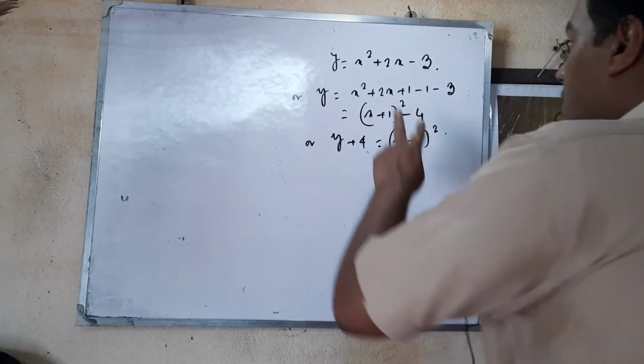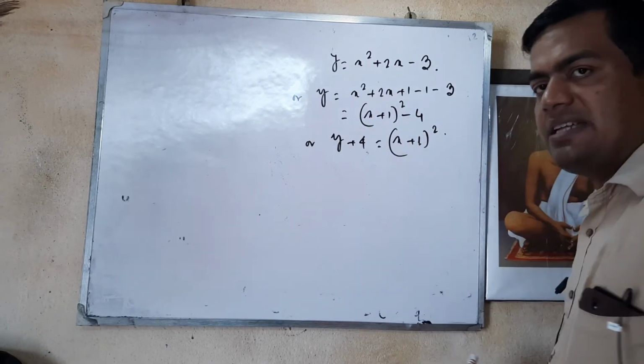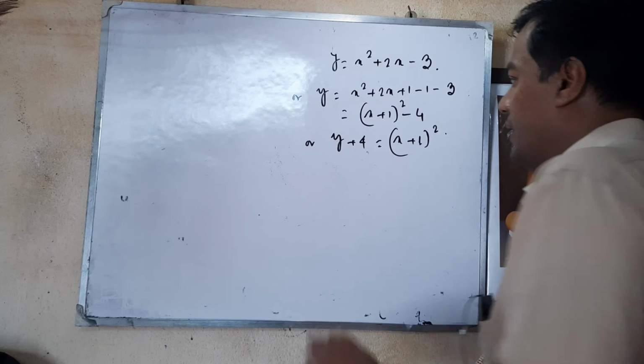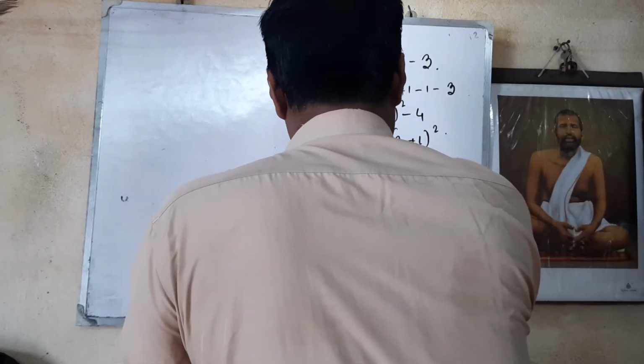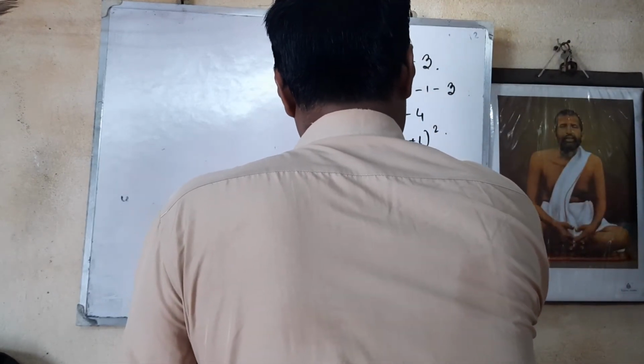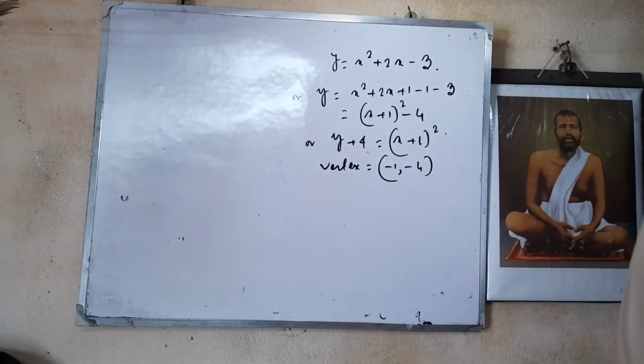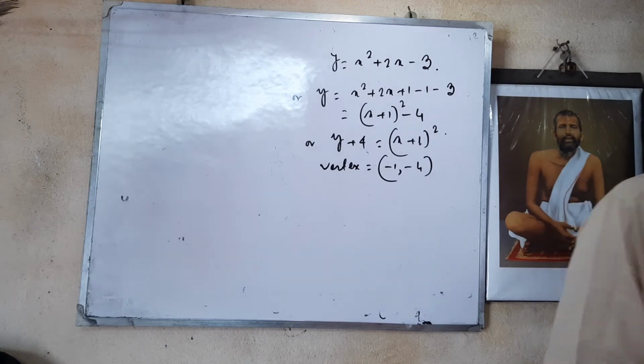So comparing this equation with the standard form of a parabola, we see that it also represents a parabola. Now the vertex of the parabola will be at minus 1, minus 4.